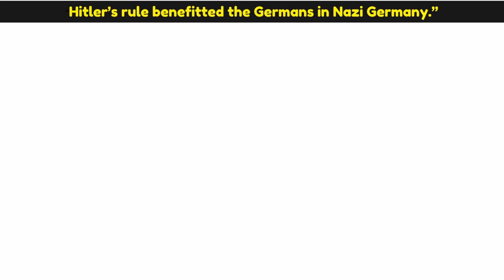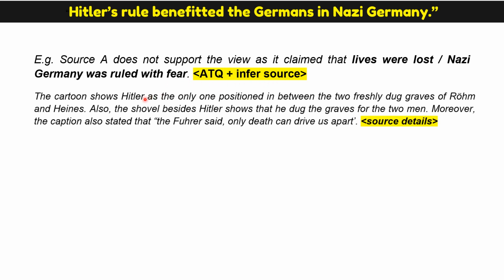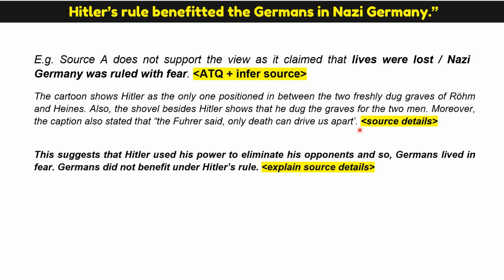Okay, so going back to the question, how would you answer this? Obviously source A does not support the view because lives were lost and Nazi Germany was ruled with fear. So I'm answering the question, I am inferring the source. Because it is a cartoon, I am describing it with a bit more detail. And lastly, I'm explaining it. It suggests that Hitler used his power to eliminate his opponents so that Germans lived in fear and Germans did not benefit under Hitler's rule. If he can get rid of his opponents, who were previously his friends, what more normal Germans?